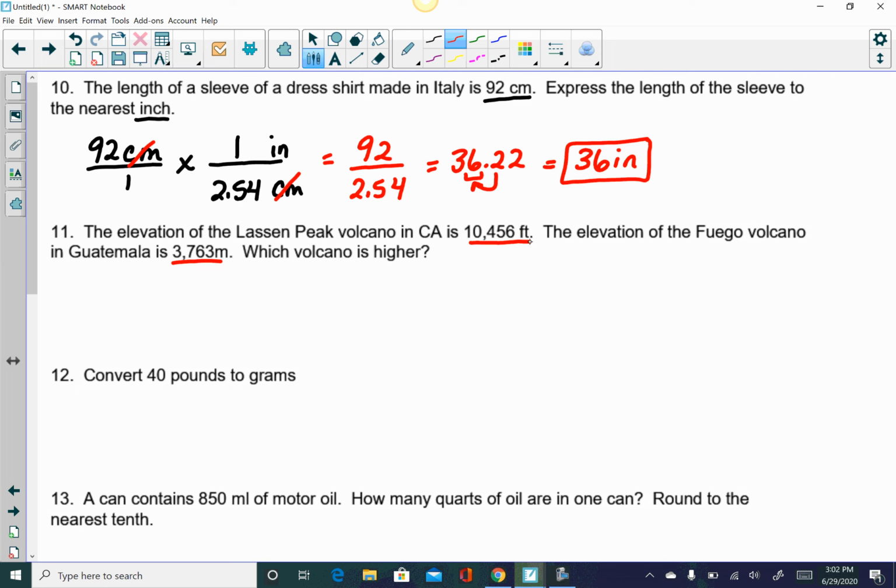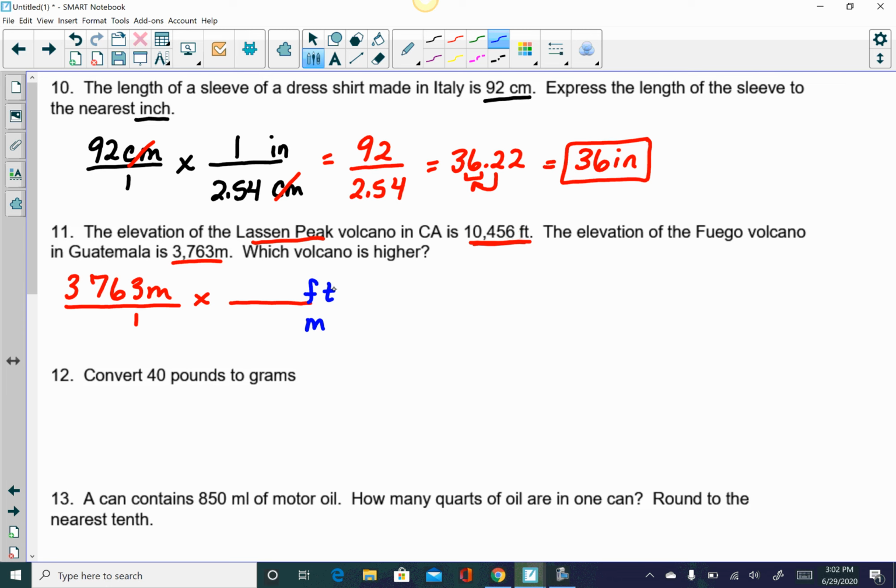I'm going to take the Fuego volcano, which is 3,763 meters, and I will convert from meters to feet. Once I get that into feet, then I'll know that Fuego is so many feet, and I already know that Lassen Peak is this many feet. To get rid of those meters, put meters on the bottom. You'll notice on your formula sheet that you can go directly from feet to meters. Don't get meters and miles mixed up. Meter is just M. Miles will always have an MI beside it.